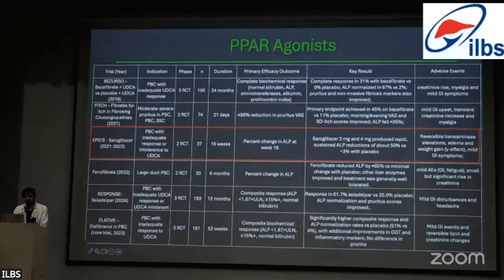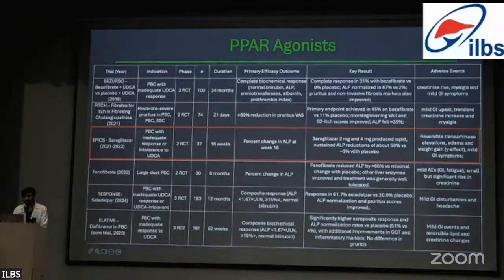And this bezafibrate was also subsequently evaluated in the FITCH trial, which showed a symptomatic reduction in the pruritus in these patients. Of importance to us is the EPICS trial, which was initially conducted in 2021, a phase 2 trial of saroglitazar in patients of PBC. Over here, they evaluated 2 and 4 milligrams, and they found that there was a sustained ALP reduction in about 50% of the patients who received saroglitazar as compared to 3% with placebo.